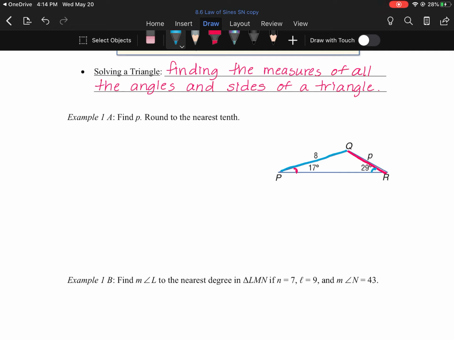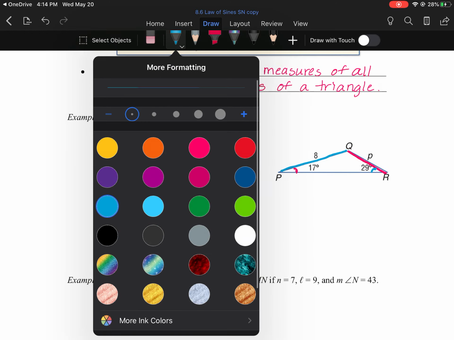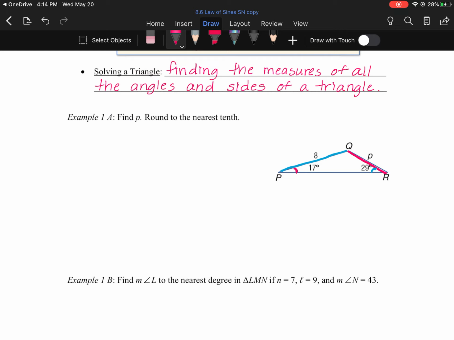Notice how they did not give us any information about Q. They didn't give us the angle measure, and they didn't give us the side length. So we're not even going to use Q. You can either do the sine of R or the sine of P first. I'm just going to go ahead and do P since it's on the left there. So I'm going to do the sine of P over side p is equal to the sine of angle R over the length of r.